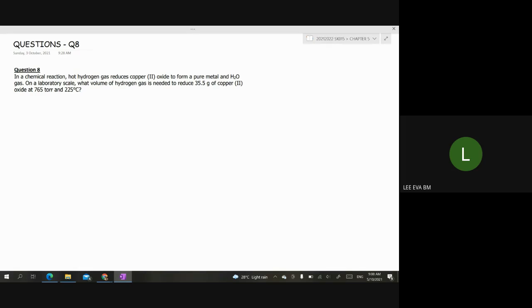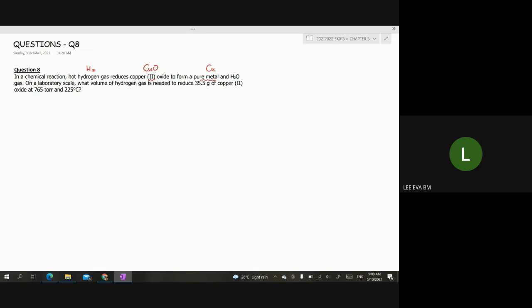Boleh tak tahu hydrogen gas formula dia apa? H2. H2, very good. And how about copper 2 oxide? Where's the formula? CuO. CuO, very good. Because copper we have two oxidation. This one is referred to the oxidation state, Cu2+. So when combining with oxygen, you get CuO. Okay, so the pure metal here, because H2 reduces CuO, pure metal is your copper. Okay, and then H2O gas.